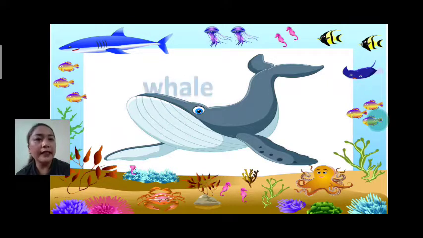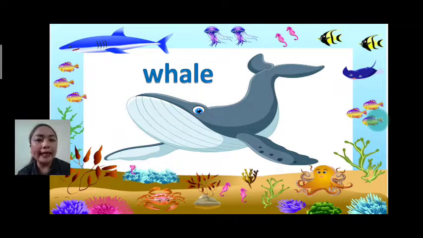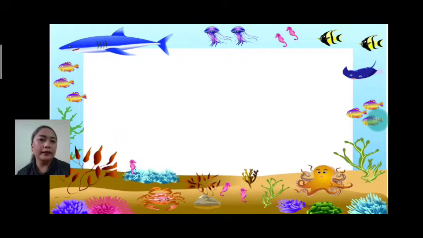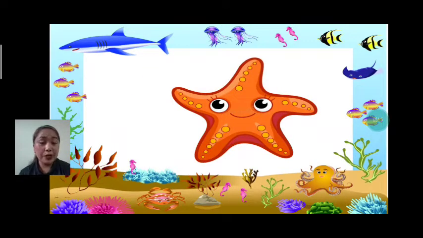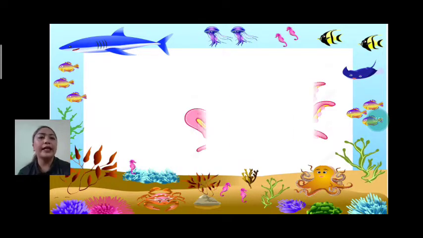Wow, it's so big. What animal is it? Everybody say whale. Everybody, whale. Can we spell whale? W-H-A-L-E, whale. Next, starfish. Everybody, starfish. Can we spell starfish? S-T-A-R-F-I-S-H, starfish.